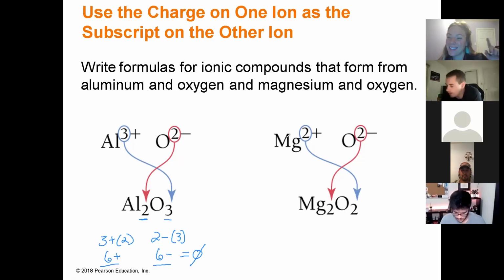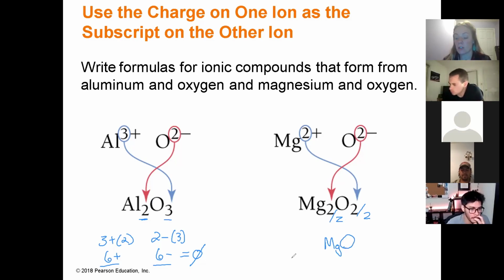Now, the last thing that it said on the other slide was if you can reduce it in ionics, metal, non-metal, if you can reduce it, reduce it. So can I reduce the 2 and the 2? Yeah, we can divide both of those out. So this is actually MgO. That is how magnesium and oxygen will come together.